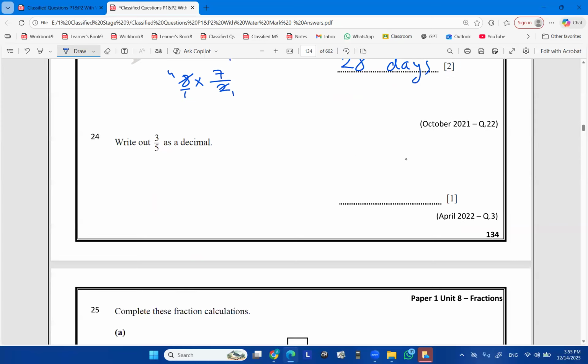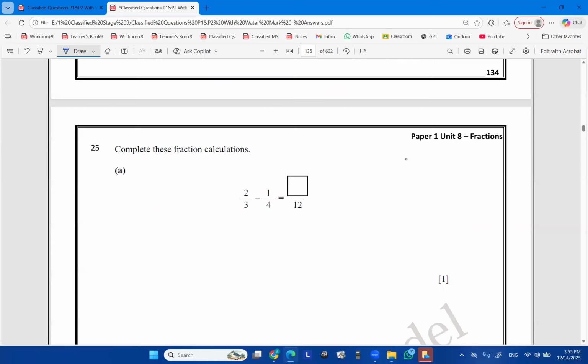Write out 3/5 as a decimal. All of you should know that it is 0.6, but if I don't know it, you should know that you multiply this by 2, and this by 2, and it becomes 6 over 10, which is 0.6 as a decimal. Complete this. I'm going to multiply this by 4 and this by 4. This by 3, this by 3. Becomes 8 over 12 minus 3 over 12. So it is 5 over 12.